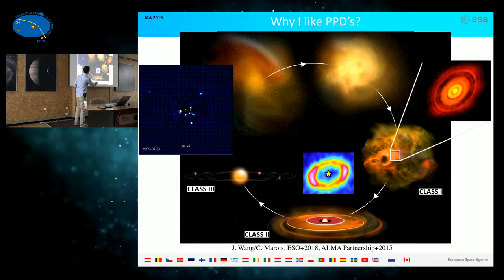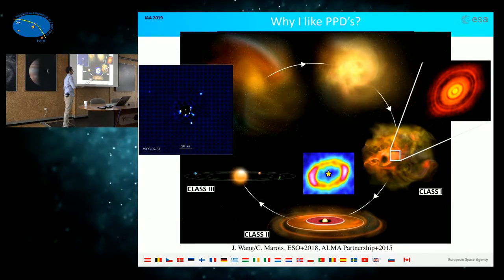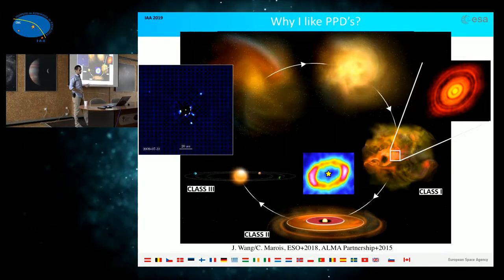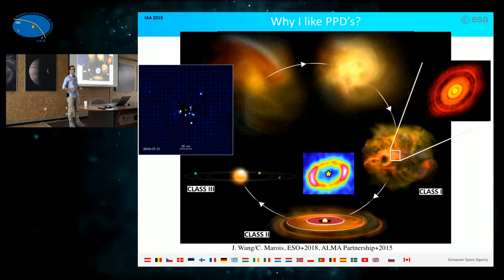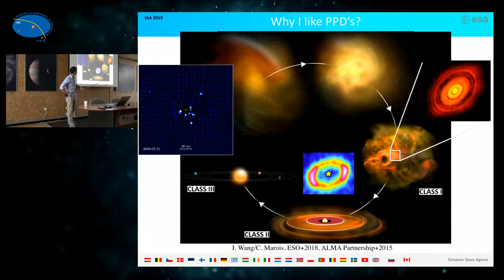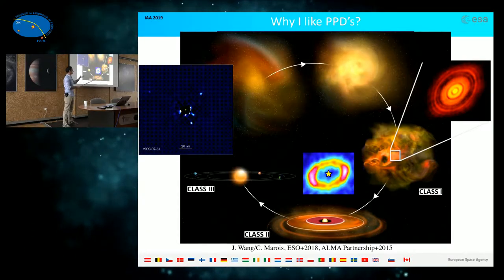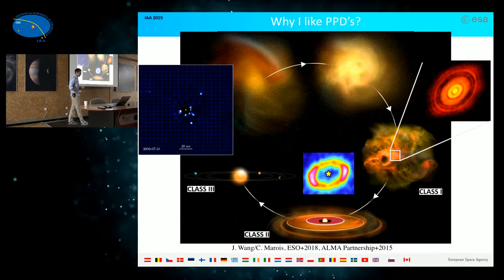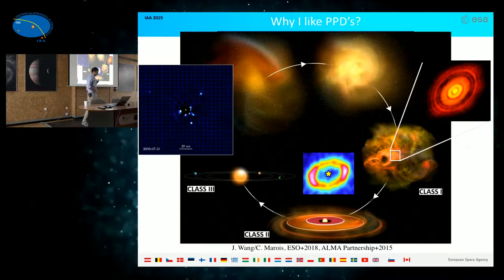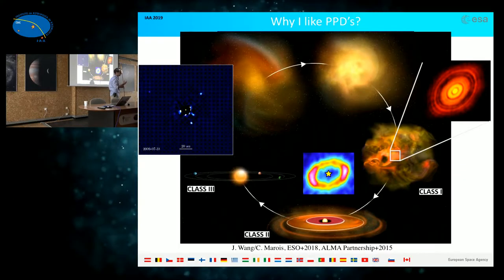Anyway, as the system evolved, most of the infalling material disappeared for different reasons. It can be a combination of photoevaporation or accretion, or, yeah, we have music in the background. And then, when the infalling material disappears, the system enters what we call the class 2 stage. And this is my favorite one because at this stage, we can take direct images of the disks.